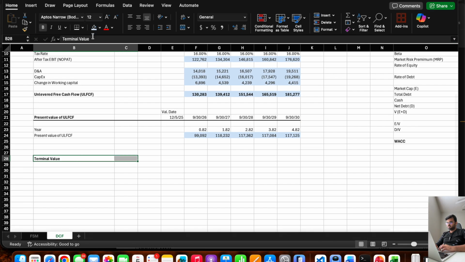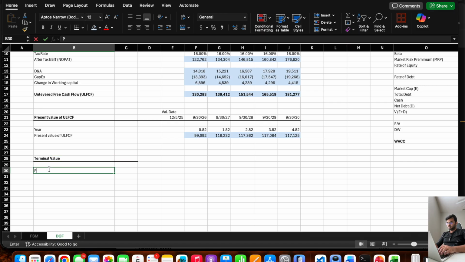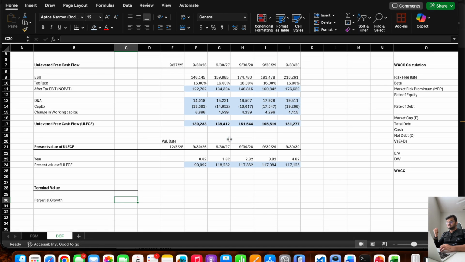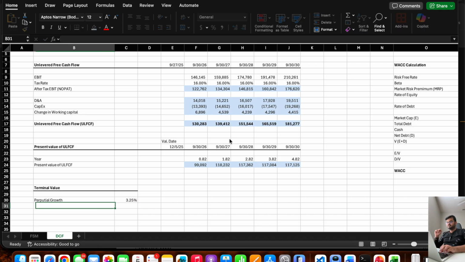So for this, what I would do is perpetual growth, which is I need to take an assumption on how much the company will grow till the entirety after this 5 years. As a general practice, it is best to take whatever the country's GDP is. So this is a US based company. I would take the GDP growth, which is typically around 3.25 to 3.5 percent. So, to be conservative, I'm just taking 3.25.